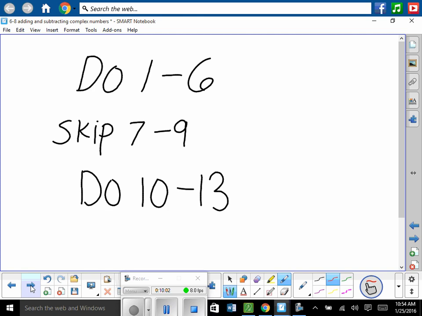So do these problems, 1 through 6. I want you to completely cross out 7 through 9, and then you're doing 10 through 13, and then check with me, and then we'll move on.